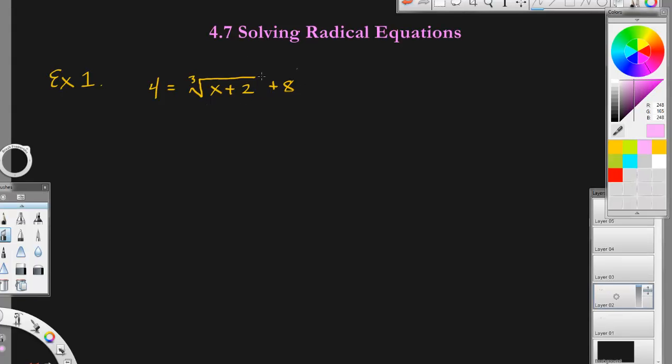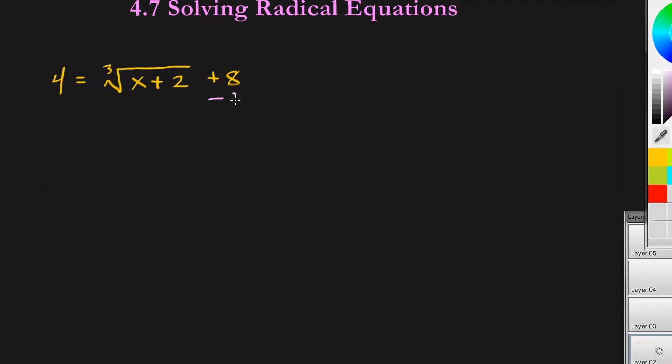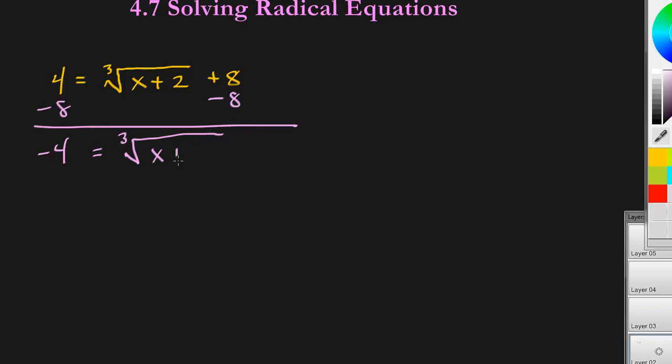So what I want to do is take this 8 over here. So I'm going to subtract 8 like that. And this is going to be -4 equals the cube root, that's called a cube root right there, of x plus 2.